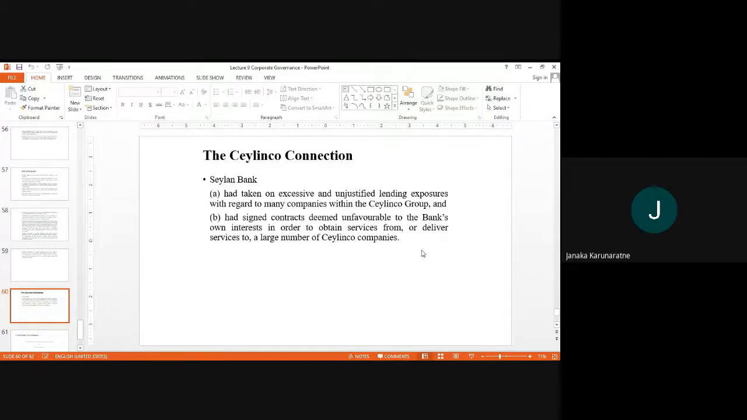This is a clear example, not only here in Sri Lanka, but in many parts of the world. Many failures have one reason: related party lending, excessively, not even at arm's length. It had signed contracts deemed unfavorable to the bank's own interest in order to obtain services from or deliver services to a large number of group companies. So it's a classic example of interrelated lending that led to the problems. Beyond reasonable levels and terms, the bank paid a price, leading to an almost collapse, unless the central bank had timely intervened and revived the bank in 2009.